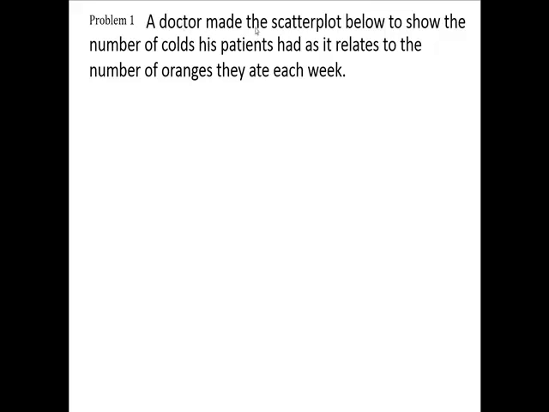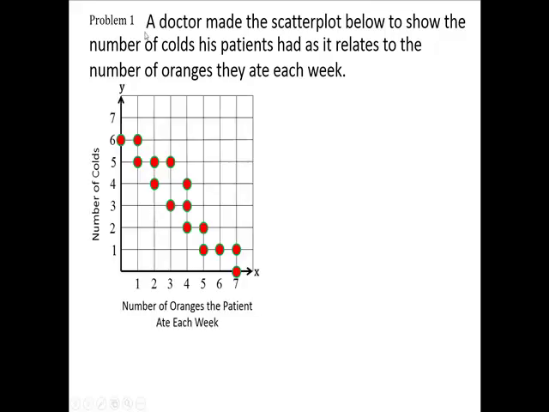A doctor made the scatter plot below to show the number of colds his patients had as it relates to the number of oranges they ate each week. So here's a patient. Looks like he had 0 oranges and he had 6 colds that season.